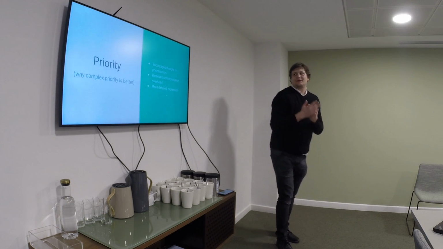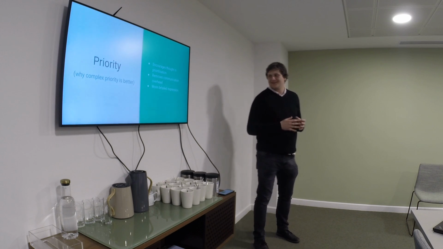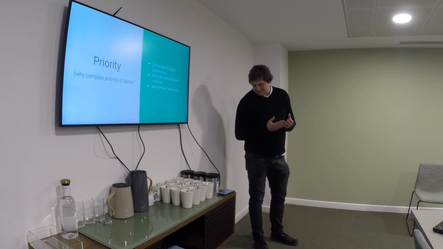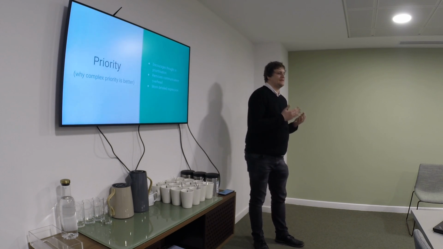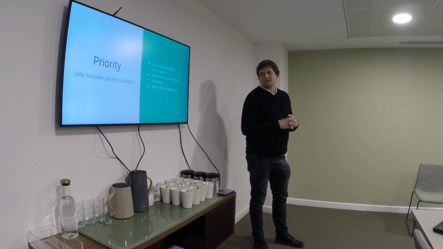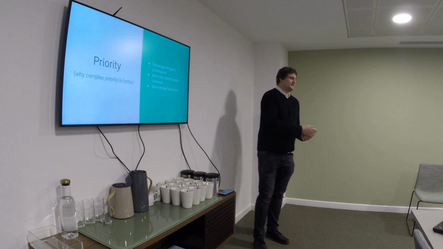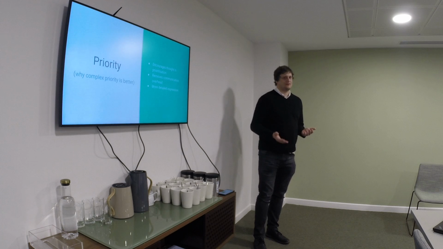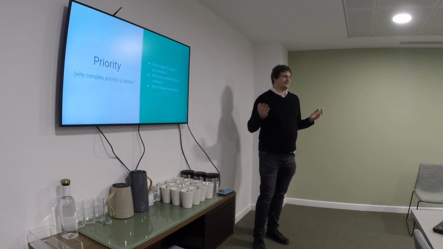So Storyboard has complex priority, which is better. The idea of complex priority is to basically give everyone the ability to express as many opinions on priority as they want to. And we do that in Storyboard using worklists and boards. A worklist is just a list of tasks or stories which is ordered, and a board is just a collection of worklists, kind of like a Kanban board.